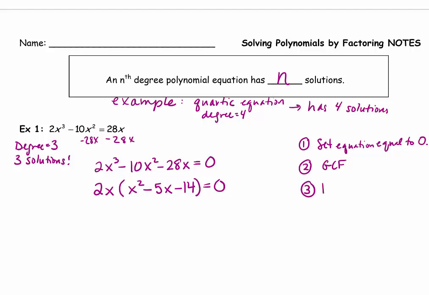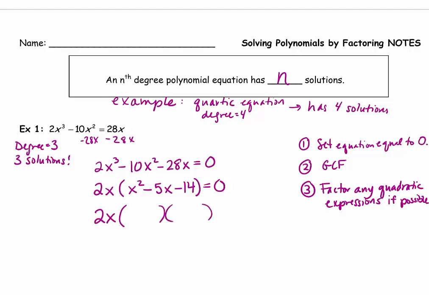Next, I'm going to factor any quadratic expressions that I have. Sometimes they're going to be factorable, sometimes not, so I'm going to say if possible. Here I have a quadratic, x squared minus 5x minus 14. That one actually is factorable. We still have the 2x in front. And this quadratic factors into x minus 7 and x plus 2.